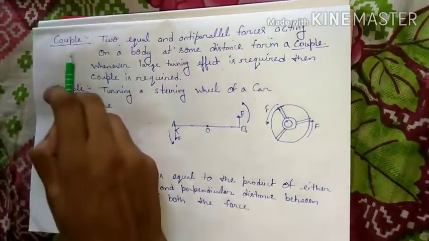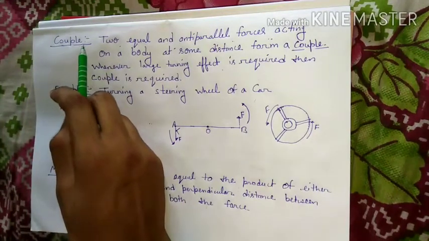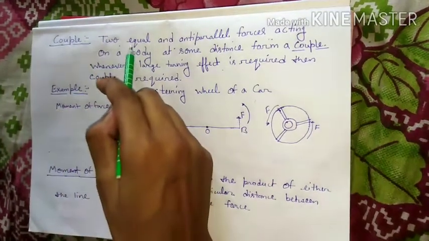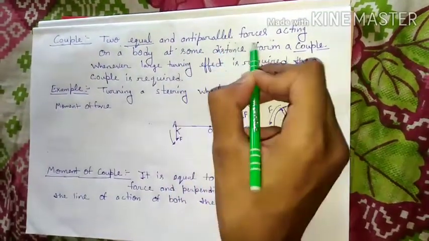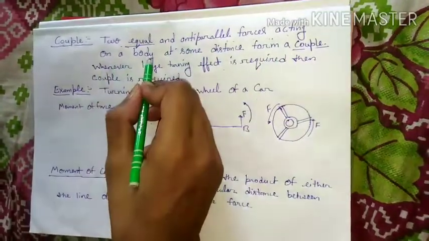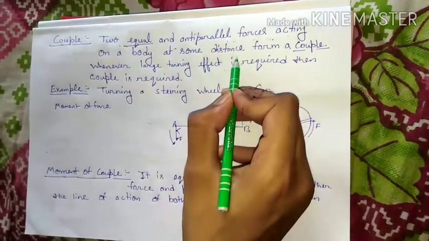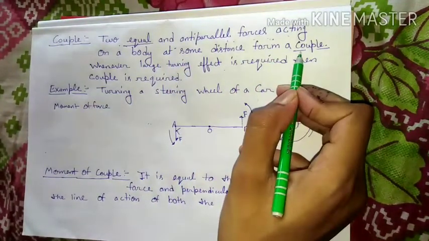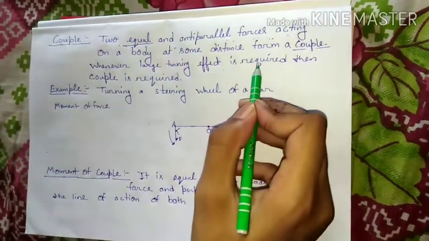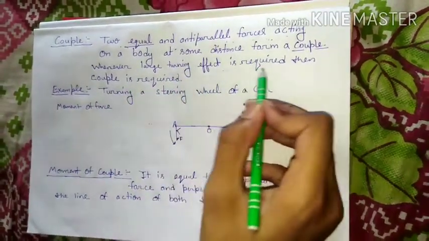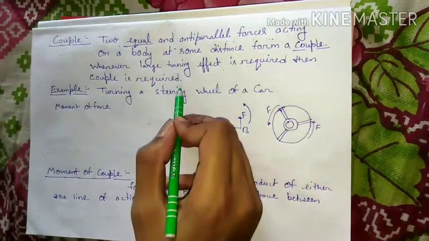So students, our next topic is couple. Couple means when two equal and anti-parallel forces acting on a body at some distance form a couple. This is required whenever a large turning effect is required.